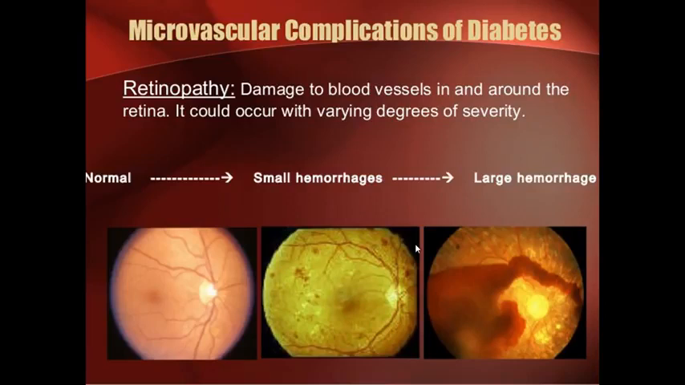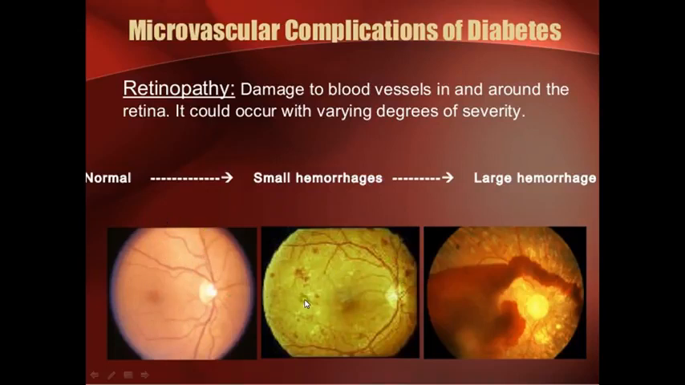these patients have higher chances of development of nephropathy. Coming to the first microvascular complication, retinopathy is due to damage to the blood vessels in and around the retina. It could occur with varying degrees of severity. So this is a normal, clean retina, that's the optic disc, and that's the fundus, and you can see the vessels are very nicely visible. There's no hemorrhage, nothing.